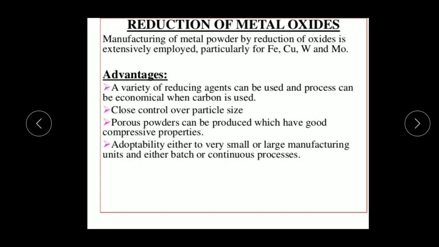A close control over particle size. Porous powders can be produced which have good compressive properties. Adaptability to either very small or large manufacturing units, and to either a batch or continuous process.